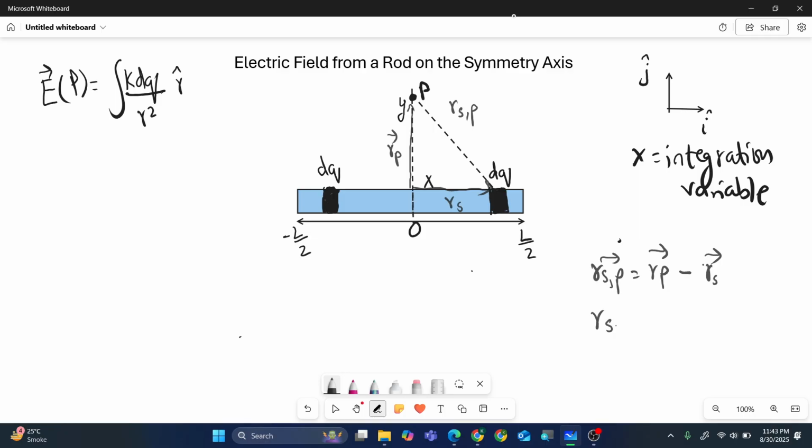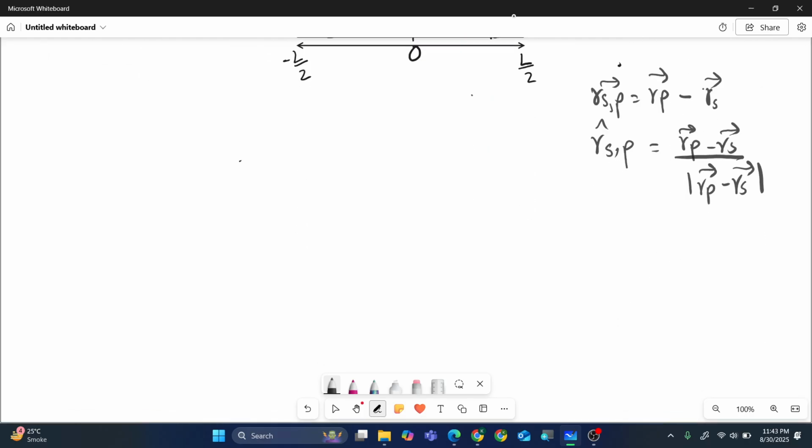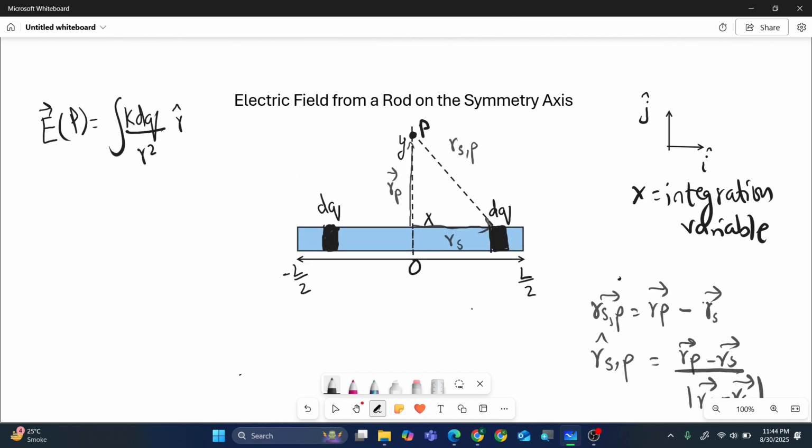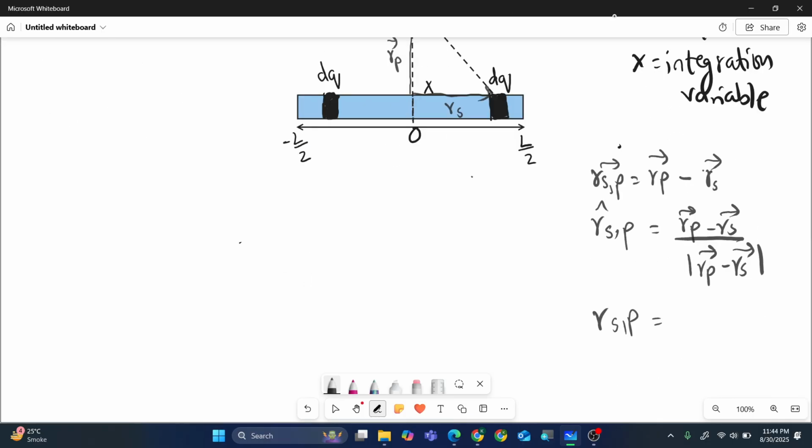Now let's talk about the r_SP unit vector. The unit vector is the vector divided by its magnitude. So this is going to be r_P minus r_S divided by the magnitude of r_P minus r_S. Now let's compute r_SP here. What is my r_P? This is y in the j unit vector direction, so this is going to be y j.